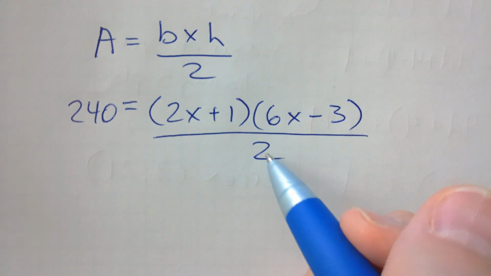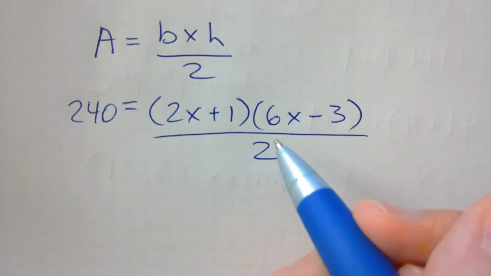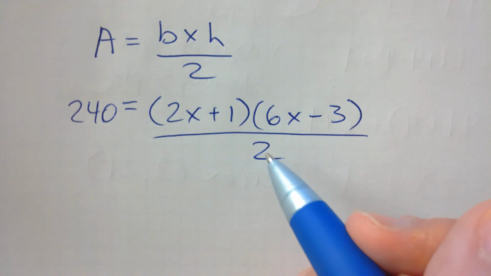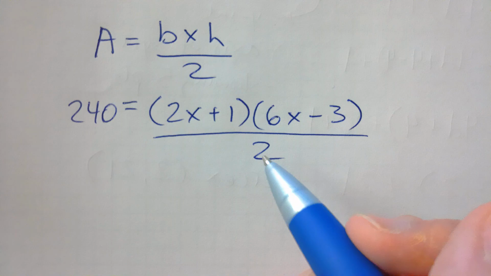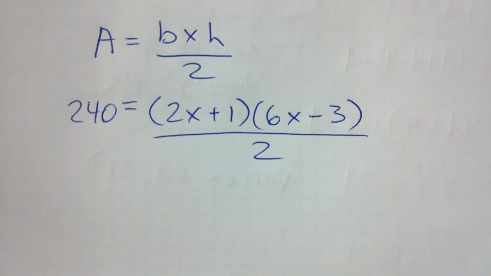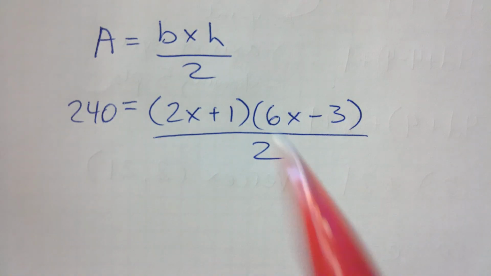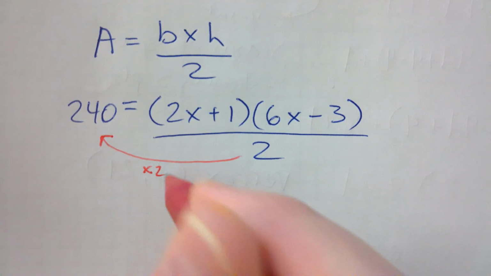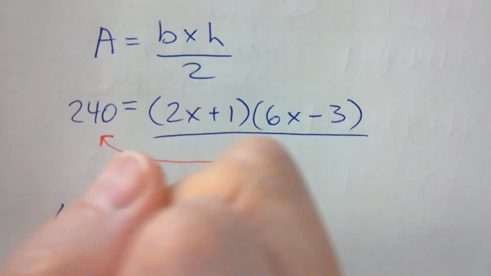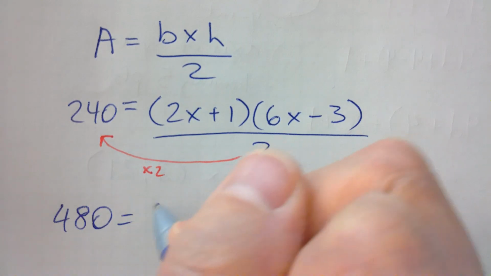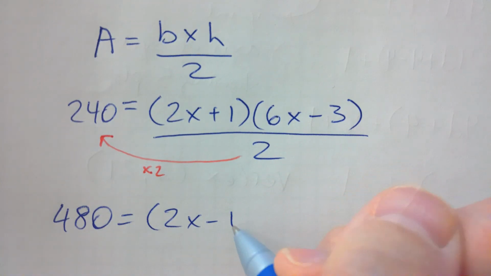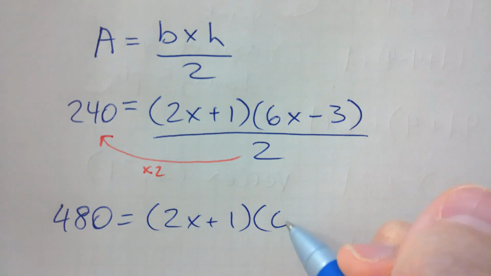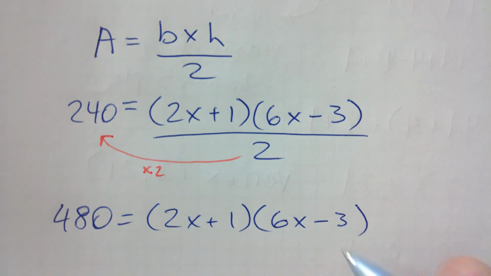This 2 right here. What can I do with this 2? Because I don't like fractions. 1 over 2 is still a fraction. Yep, that's right. I can move it over to the other side of the equal sign by timesing it by 2. Right. So I get 480 equals this. Yeah, I don't like fractions. Okay.